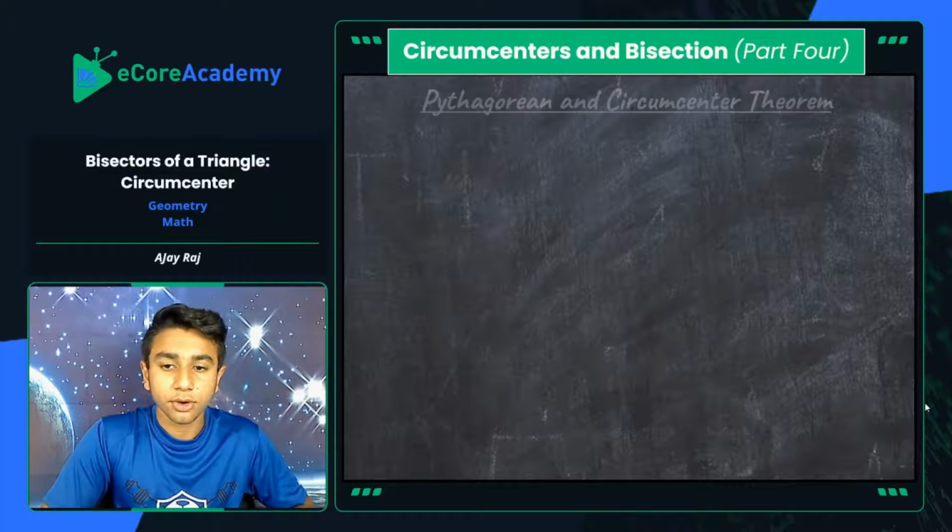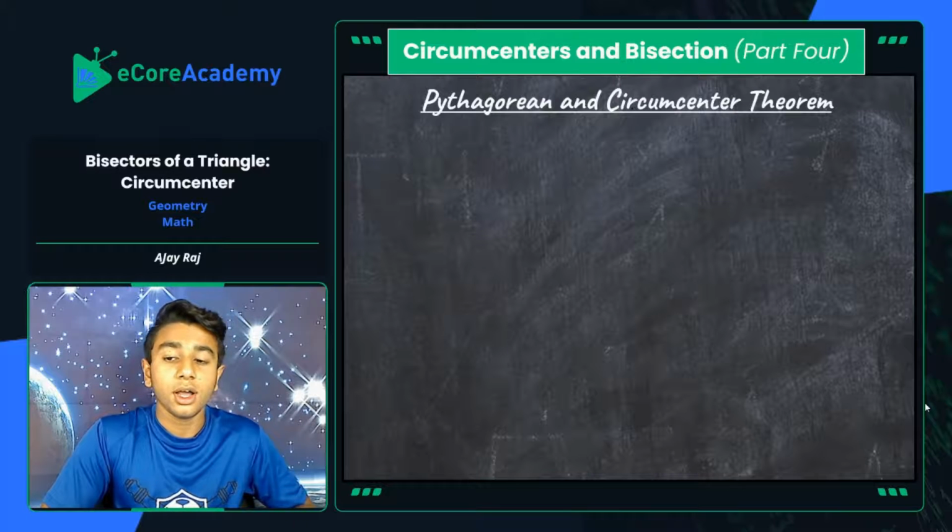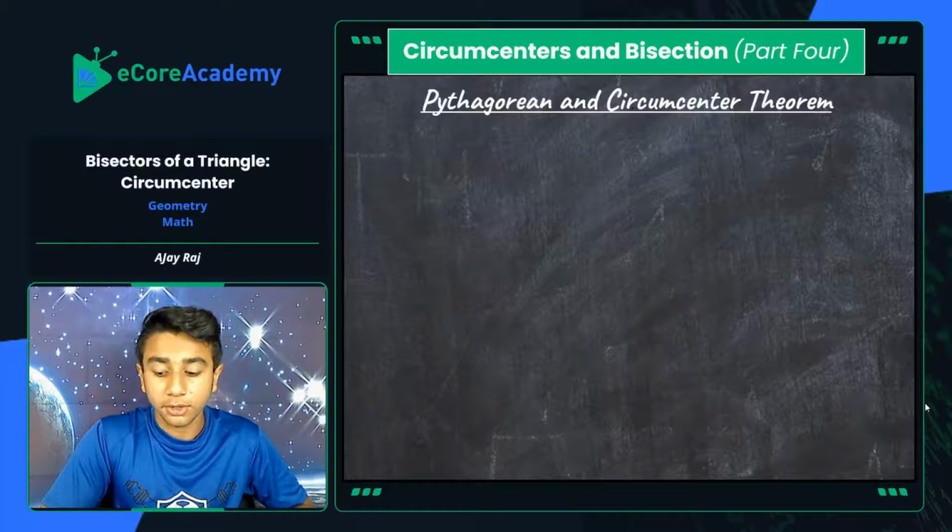Circumcenters and bisection part 4. Let's look at the Pythagorean and circumcenter theorem. After you circumscribe a triangle, you can use the Pythagorean theorem to calculate the area of that triangle, given that you do not know the side lengths.